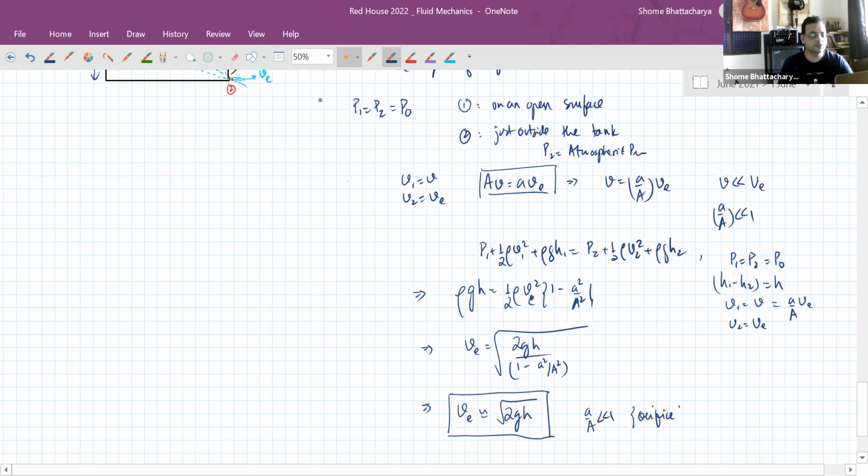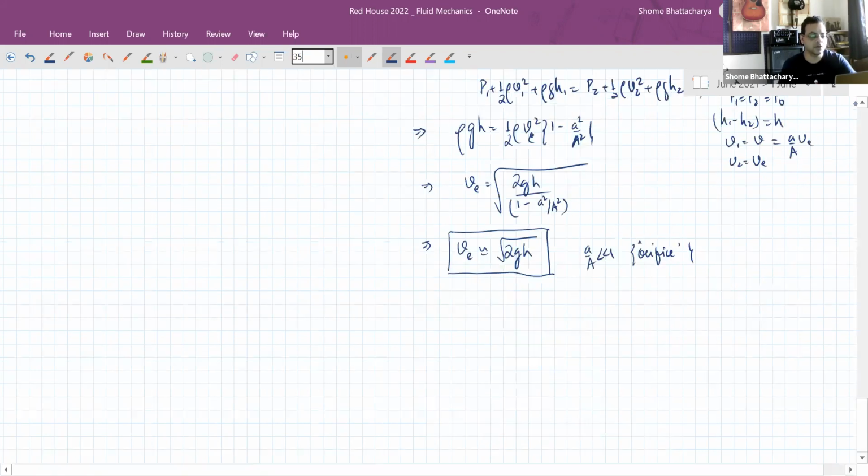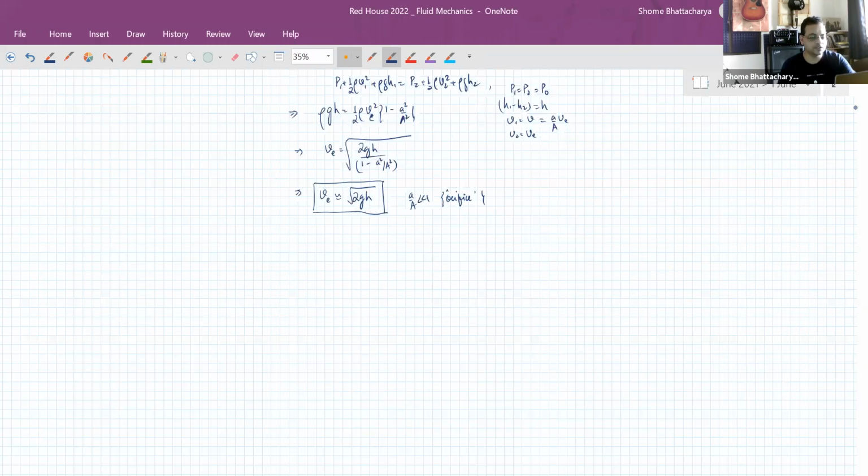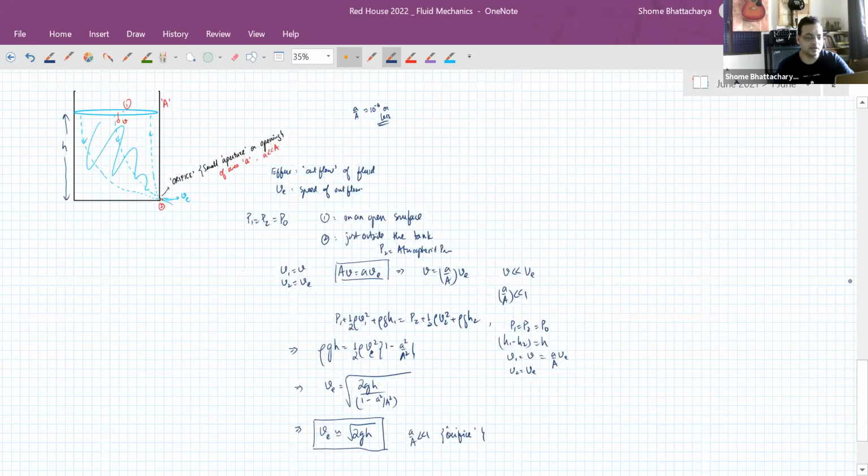So this is the speed of efflux through an orifice in a tank. The general expression would be the one written on top, square root of 2gh divided by that factor. But the moment we are talking about an orifice, that factor becomes 1, because a by capital A is very small compared to 1.